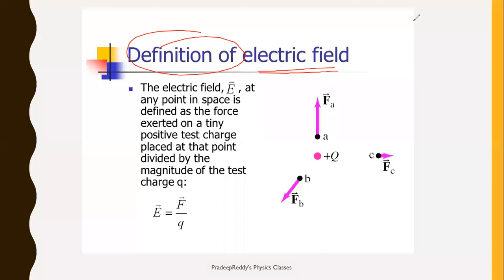Now let us learn what is meant by electric field and how you can define it. Let me take a positive charge, capital Q, over here. Here is the positive charge, that is capital Q. And you are taking 3 different test charges.